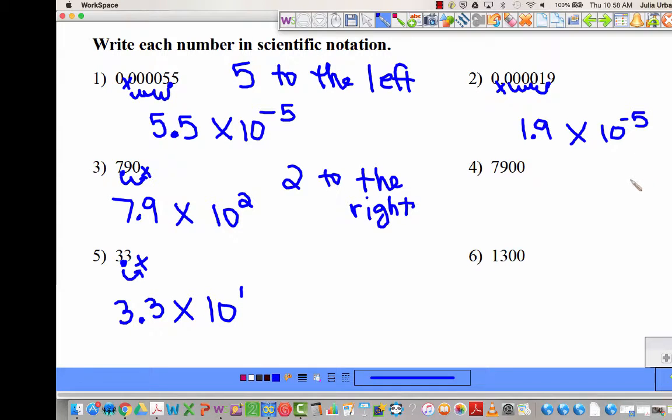Number 4. Where's the X? Where does a decimal belong? Good. So we write it as 7.9 times 10. Good. Questions on that? Alright.